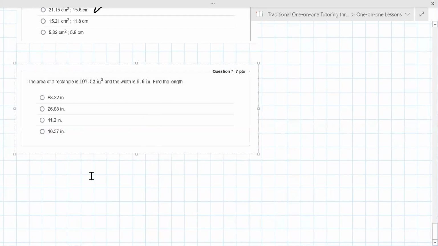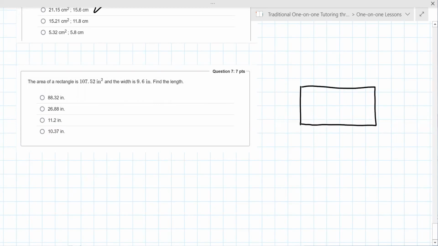Okay. The area of a rectangle is 107.52 and the width is 9.6. Let's draw a rectangle. And let's say this is 9.6. We have to figure out this value here. The total area is this number. How do you get this number from these two numbers?